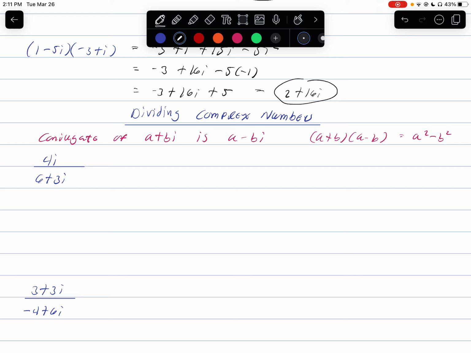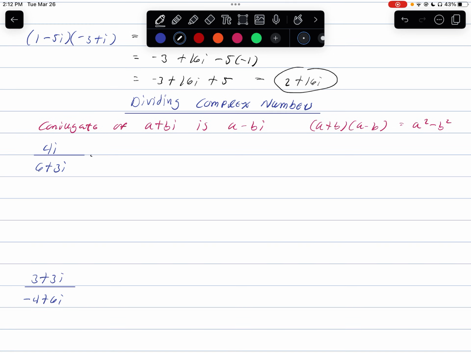So just like how we removed the square roots from the denominator before, now we're going to use this to remove the i, the imaginary components, from the denominator as well. Okay, so here we have 4i divided by 6 plus 3i. To start with, let's multiply this by the conjugate of the denominator over itself. So we'll have 6 minus 3i over 6 minus 3i.